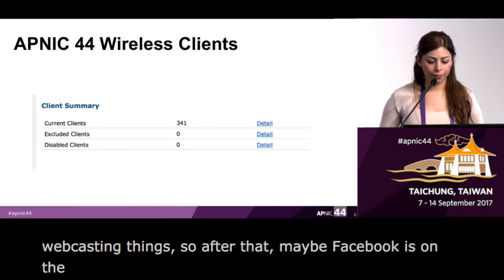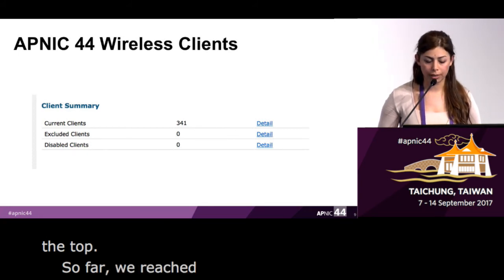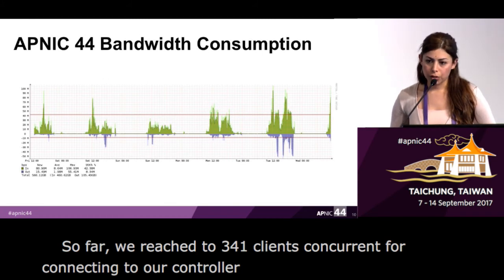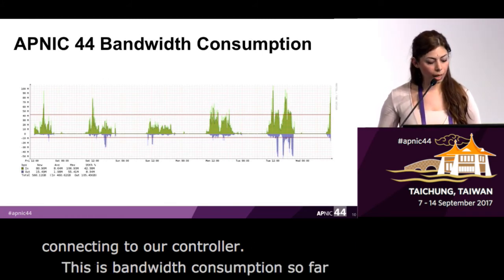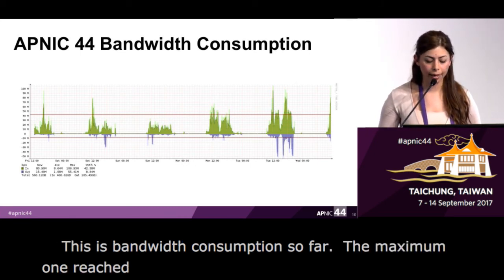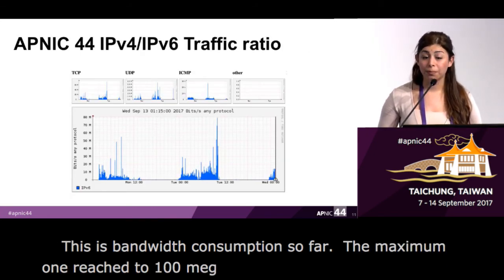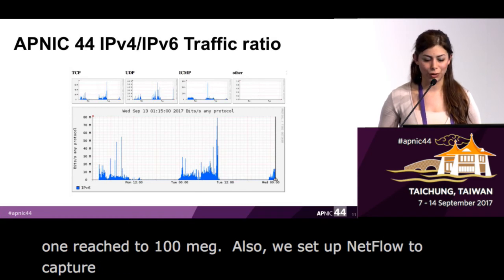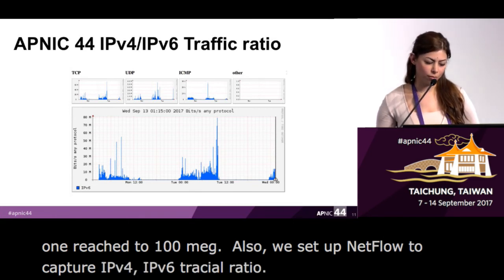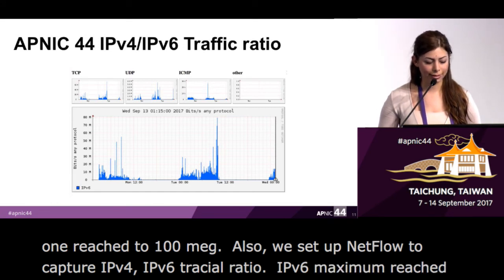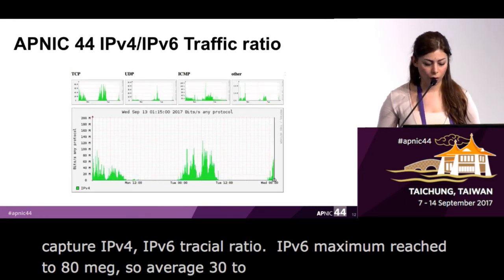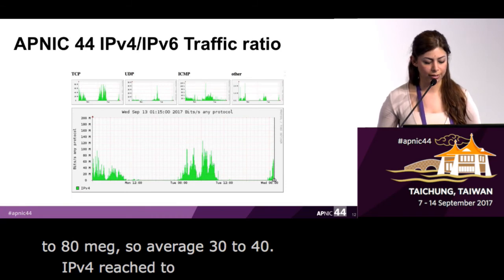So far, we have reached 341 concurrent clients connecting to our controller. This is the bandwidth consumption so far. The maximum reached 100 meg. We also set up NetFlow to capture the IPv4 and IPv6 traffic ratio. IPv6 reached a maximum of 80 meg, with an average of 30 to 40. And IPv4 reached 100, with an average between 60 and 80.